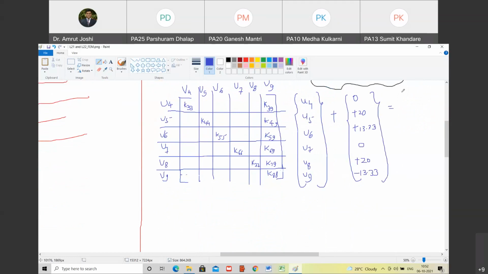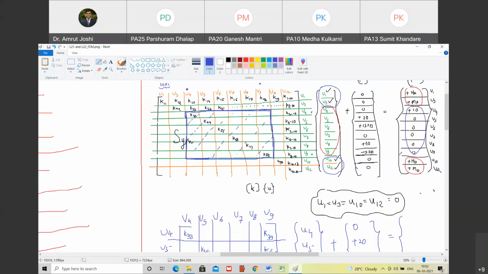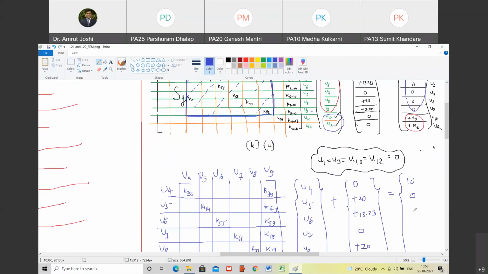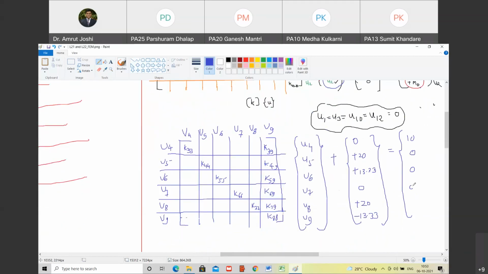This is equal to nodal force matrix. That also I am going to consider only corresponding to U4 to U9. So how does that look? 0, sorry, 0 plus 10. See, corresponding to U4, plus 10. Then all are 0. Are you with me?